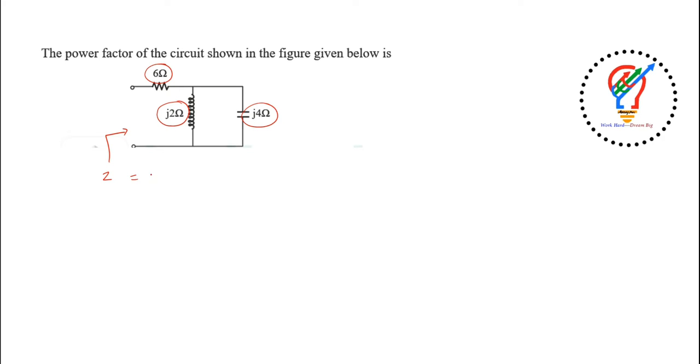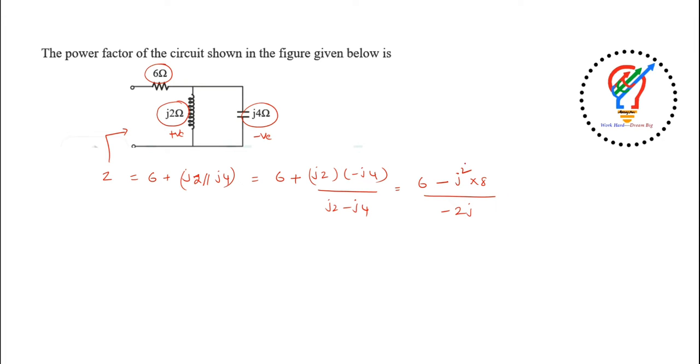That means Z is nothing but 6 plus J2 in parallel with J4. But if you are taking this as positive, this one should be negative. Okay, that is equal to 6 plus J2 in minus of J4. I mean they are in parallel. So J2 minus J4. So 6 minus J square into 8 divided by minus 2 into J. J square means we know that J square is equal to minus 1.